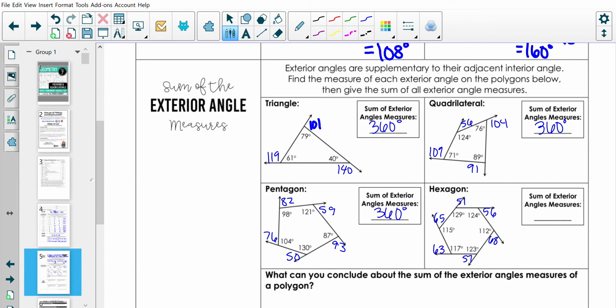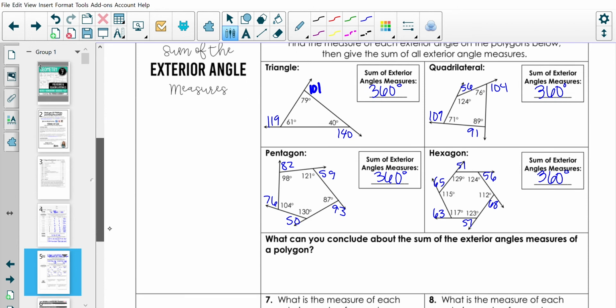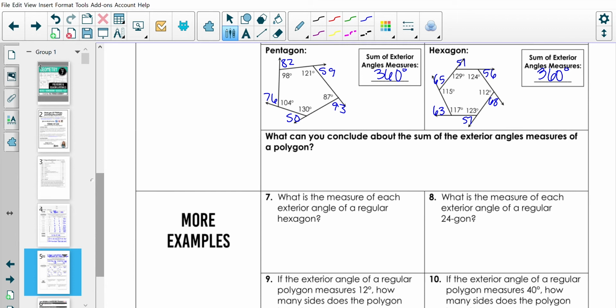So the more sides that a polygon has, the larger its angles on the inside are going to get, meaning the smaller its exterior angles are going to get. You can see that these were big and these were getting smaller, and if you just kept increasing in size, their exterior angles will continue to get smaller so that it will always equal 360. What can you conclude about the sum of the exterior angle measures of a polygon? It always equals 360 degrees.